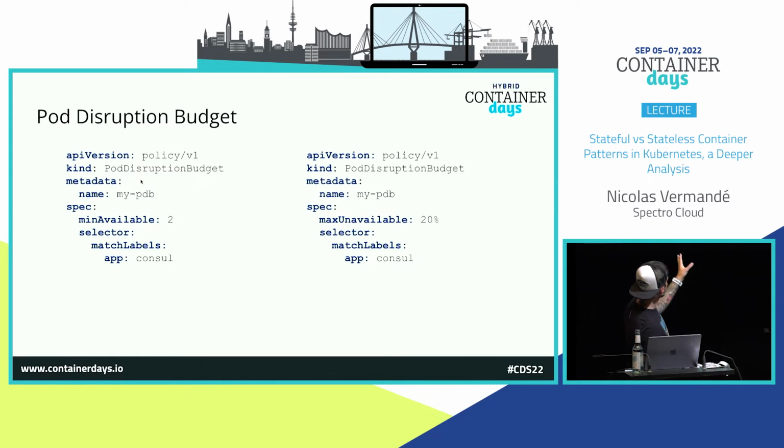So here's just an example. You can use either numbers, like minimum available, or percentage. And also you cannot use both min available and max unavailable at the same time.